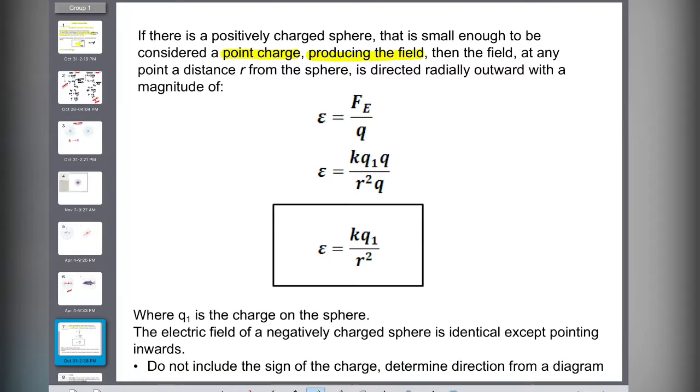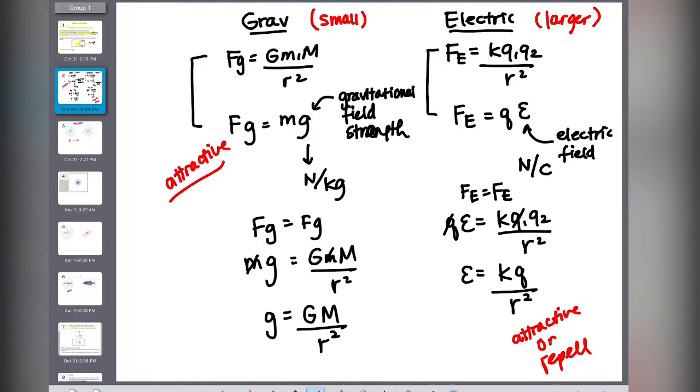And then that field, at any point distant r from the sphere, to work out how strong the field is, this is the equation. Okay? And how did we get that? It's basically from just equating the two equations that I did. So this thing on the right-hand side is what I used to explain how to get the equation.